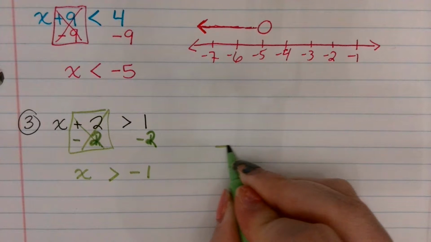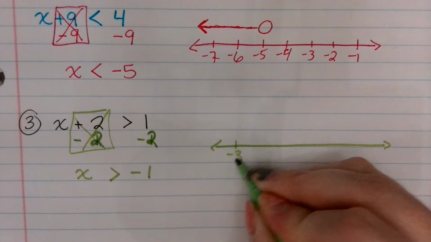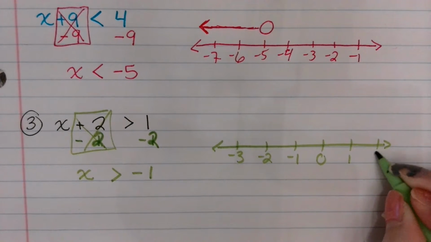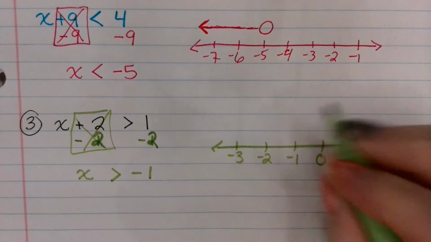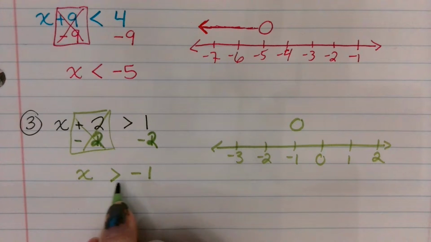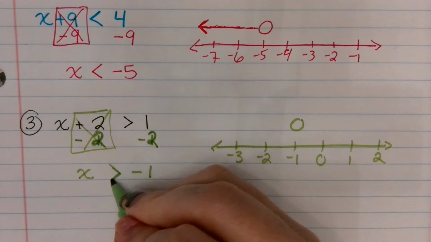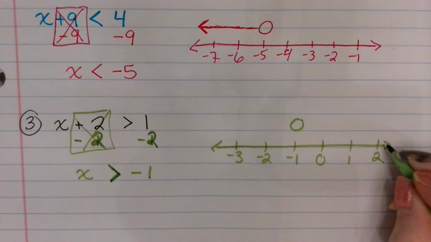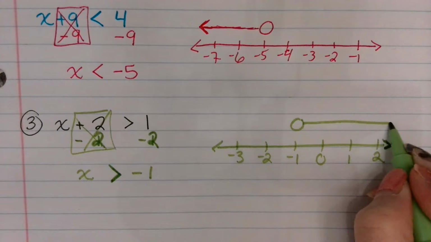And then just a real quick graph. -3, -2, -1, 0, 1, 2. I know my graph needs to start at -1. It's going to be an open circle because there's not an equal to sign underneath it. My inequality is pointing towards the right, just like this arrow is pointing towards the right. So that means that my shading is going to go towards the right.